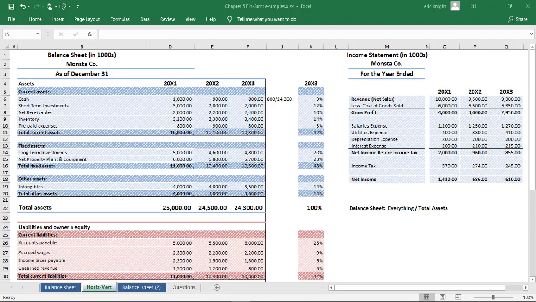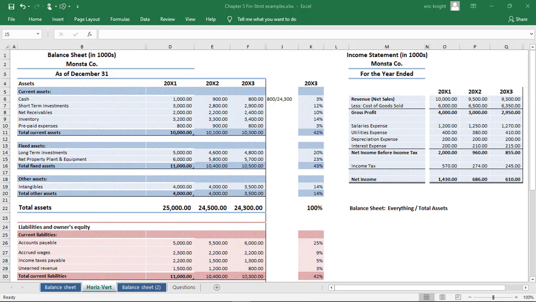So for a vertical analysis, a common size analysis, we will do everything on the balance sheet over the total assets number. So everything over 24,300. Now notice this is in thousands, so in order to get the actual number you would multiply by 1,000, but we use a smaller number because it's a lot easier to work with, and because it doesn't change our proportions.